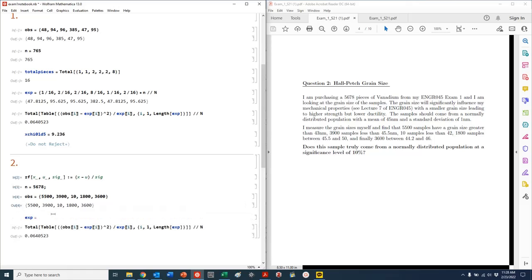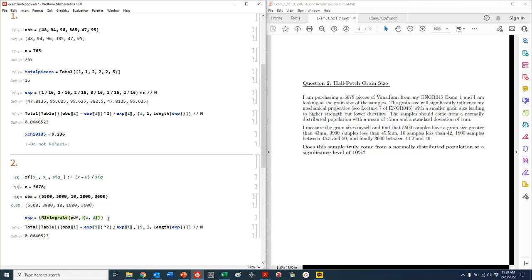I need to figure out my expected values. And to do that, I'm going to have to figure out, again, based on the sample should come from a normally distributed population with a mean of 45 and a standard deviation of 1. I now need to calculate those. So let's take the first one. I found 5,500 samples, grain size greater than 43 nanometers. So I have to take the z function and integrate my z function, which is my PDF, with bounds of z where I want it greater than 43.